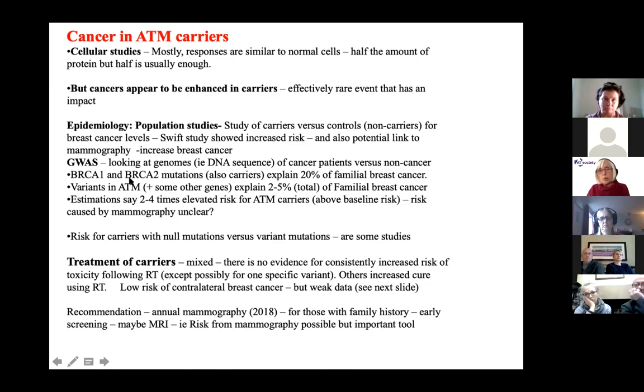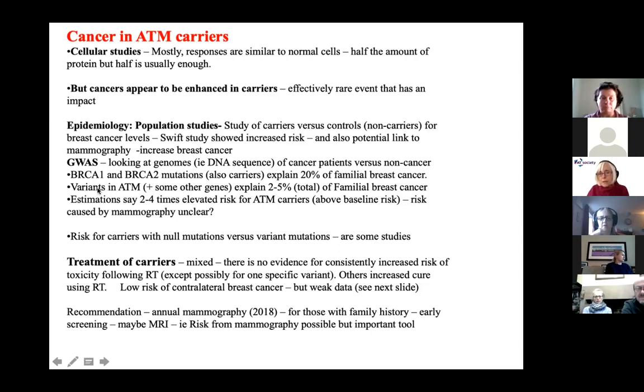And what those studies have shown is that the mutations in BRCA1 and BRCA2, and these are also carriers, so they've only got one mutant copy, explain something like 20% of the familial breast cancers. So these are really quite high, giving you quite high predisposition to breast cancers if you're carrying those genes.